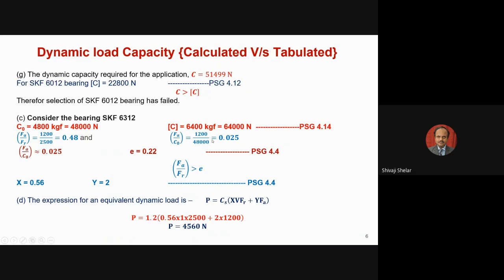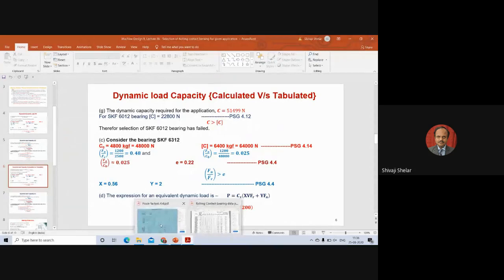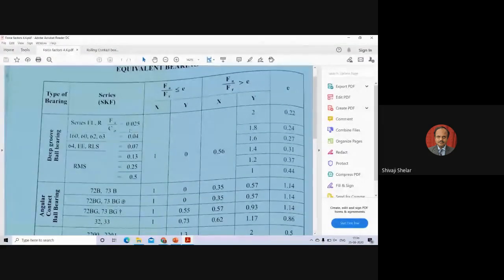So FA by C0 here comes as 0.025. Now for that, you have to look for the X and Y table values. For that, you have to take the table. So the 4.4 page you have to check. I'm showing that 4.4 page here. We have the FA by C0 value 0.025, so we get the exact table value.